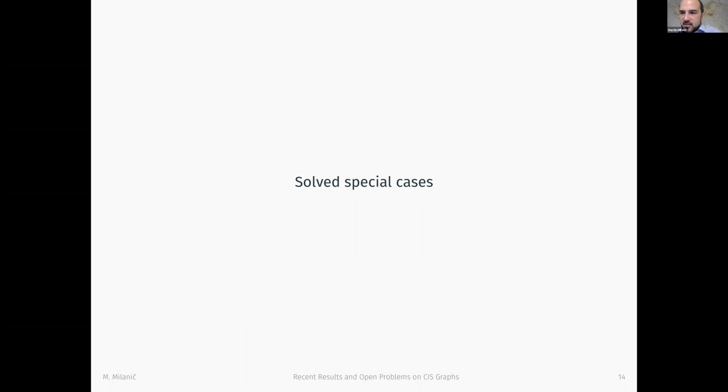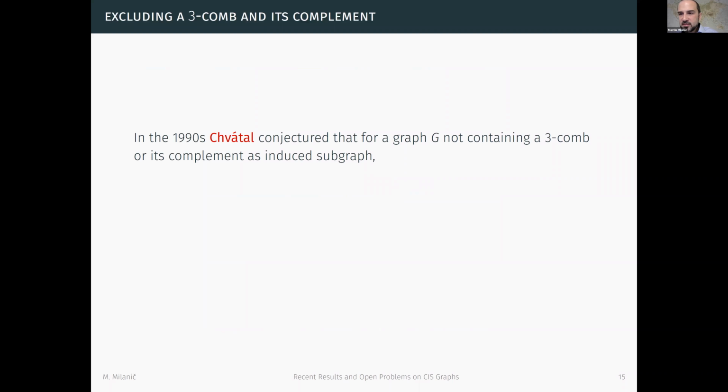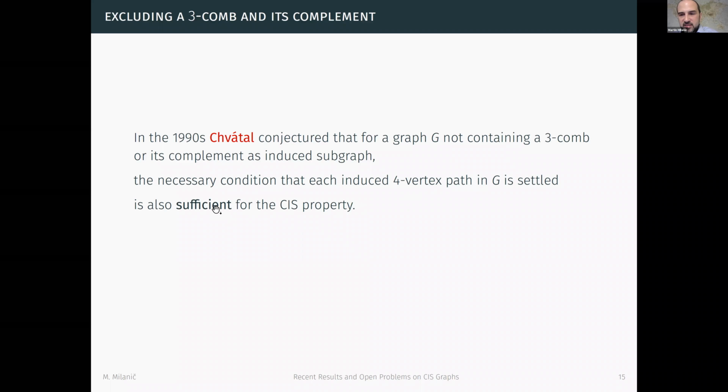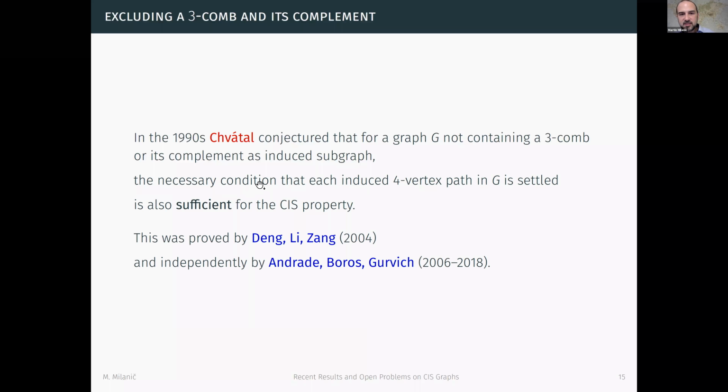Now, using this necessary condition, some solved special cases were obtained in the literature. An interesting conjecture was posed by Vašek Chvátal in the 90s. He conjectured that if you exclude large combs of size 3 or more, and also their complements, so if we assume that the graph does not contain any of those, then it's actually enough for the CIS property that all the induced 2-combs are settled, so the 4-vertex paths. This necessary condition is also sufficient. And this conjecture was proved independently by Deng, Li, and Zang, and also by Andrade, Boros, and Gurvich.